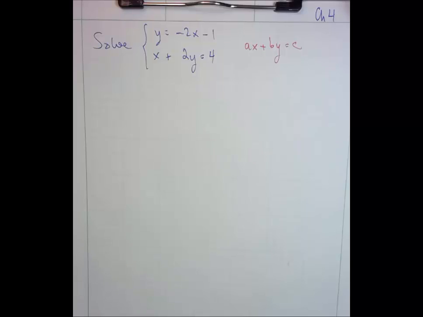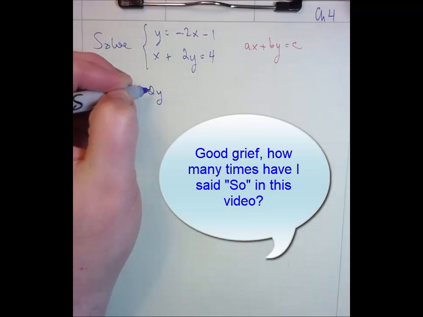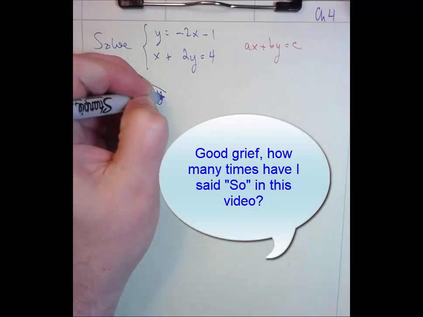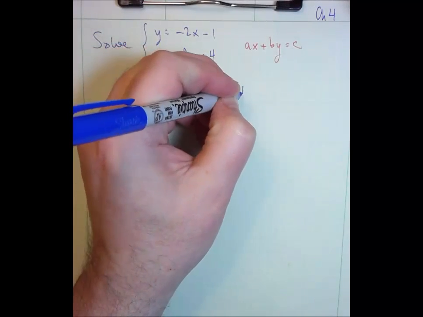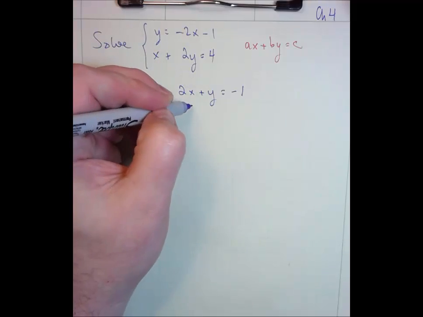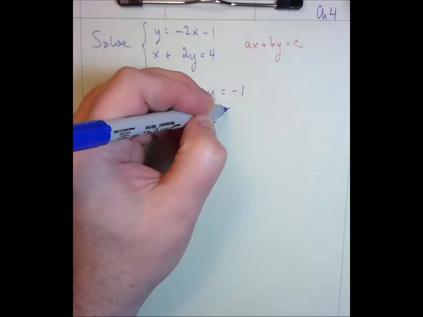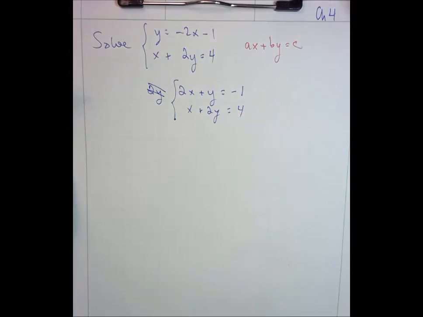So what we're going to do is take that first equation and add 2x to both sides. That's going to move the negative 2x on the right over to the left. So the new version of these two equations will be 2x plus y equals negative 1. That's the top equation with 2x added to both sides. And then x plus 2y equals 4 is the second equation unchanged.